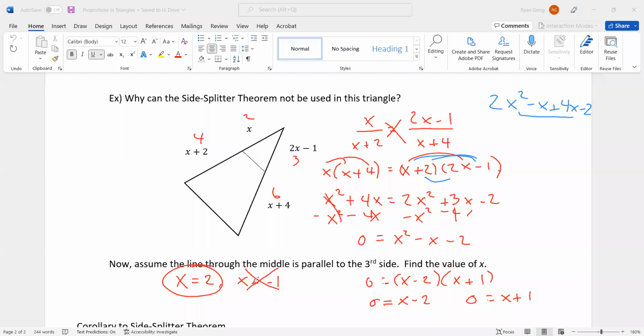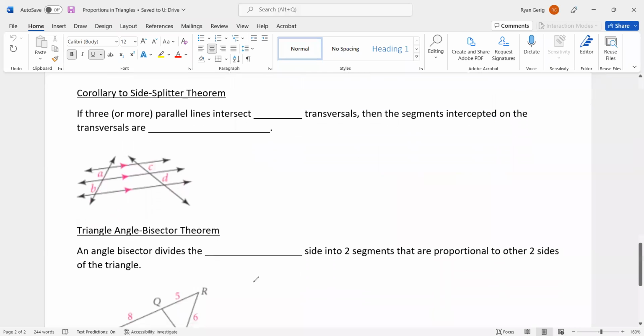Okay. Quadratics are not going away, I promise. There is a corollary to the side splitter theorem and it just says that if three or more parallel lines intersect a couple different transversals, then the segments intercepted on the transversals are proportional. This looks really confusing. It shouldn't be. It is just A over B equals C over D. It looks a lot like side splitter, just the lines are extended. It's not a closed polygon.